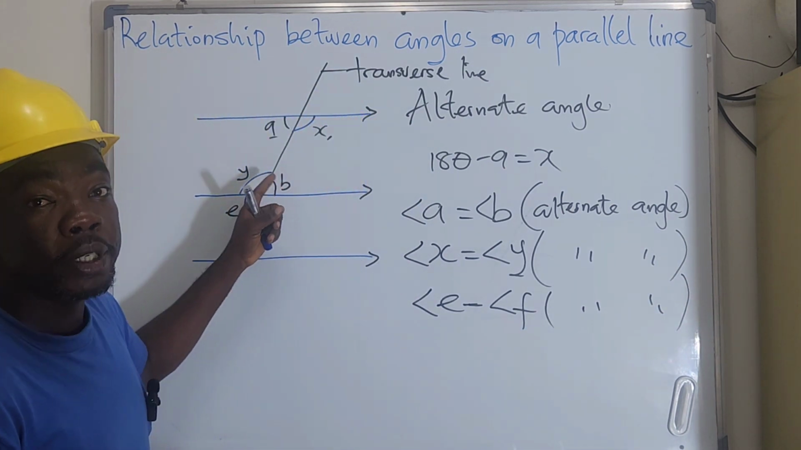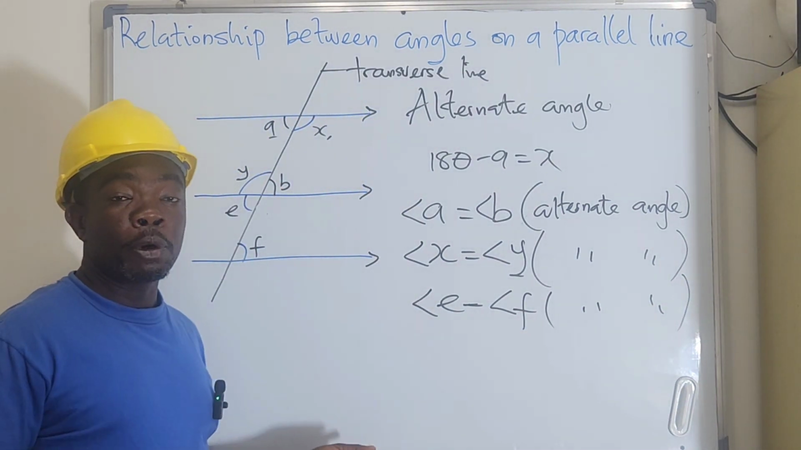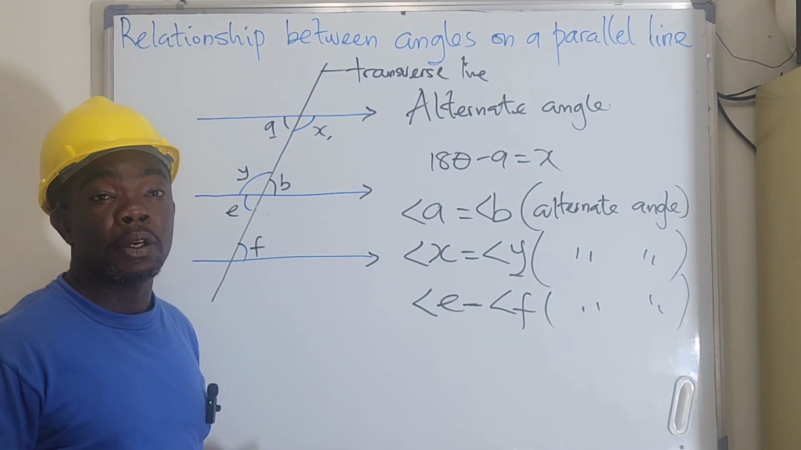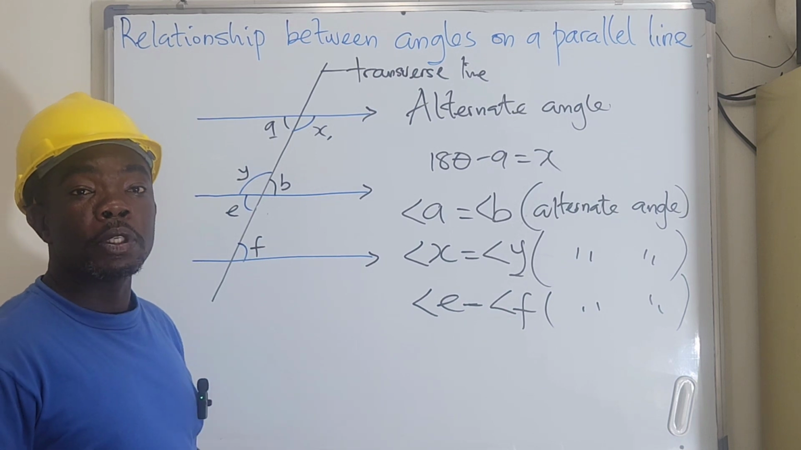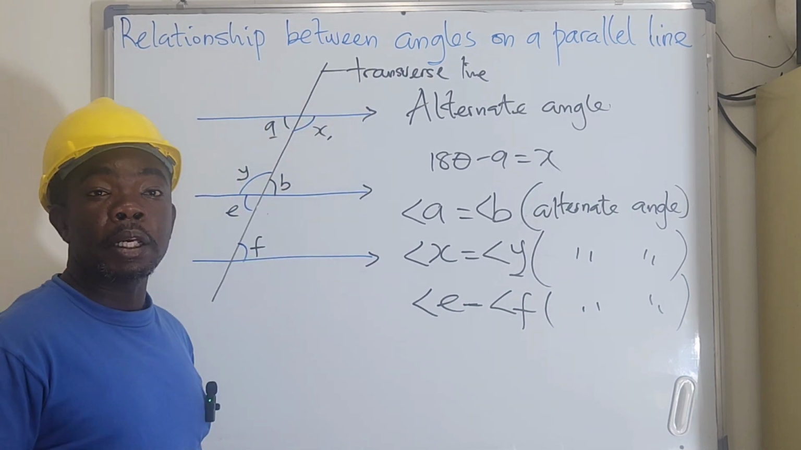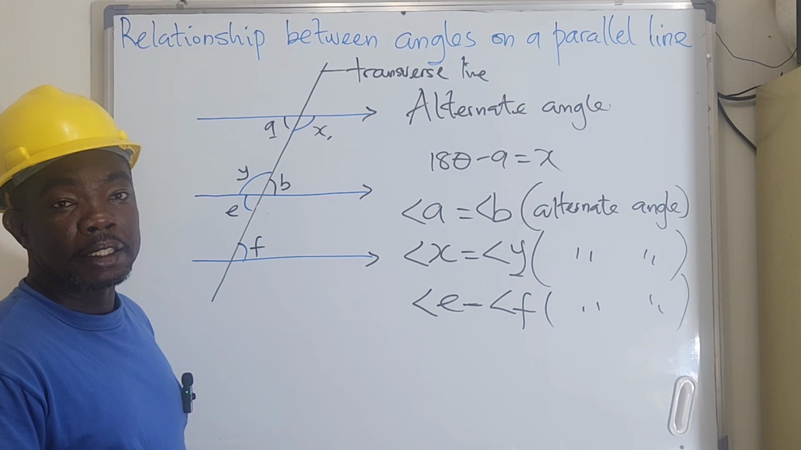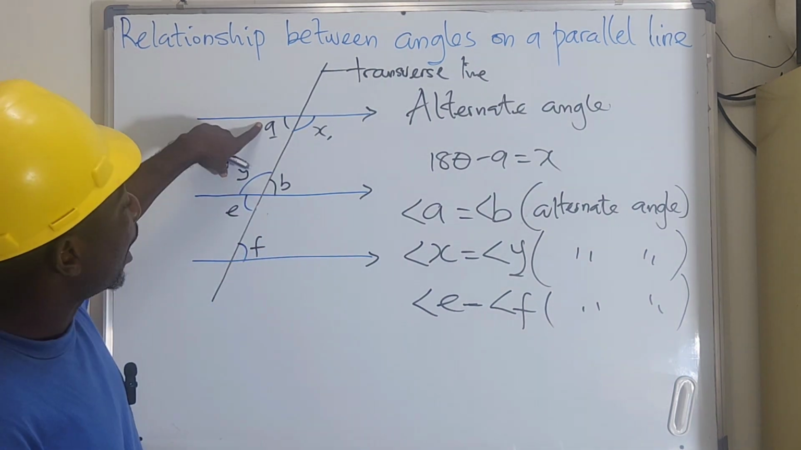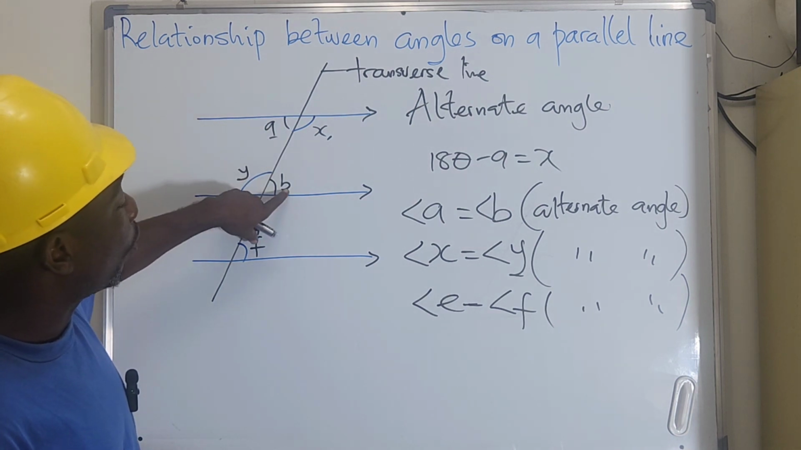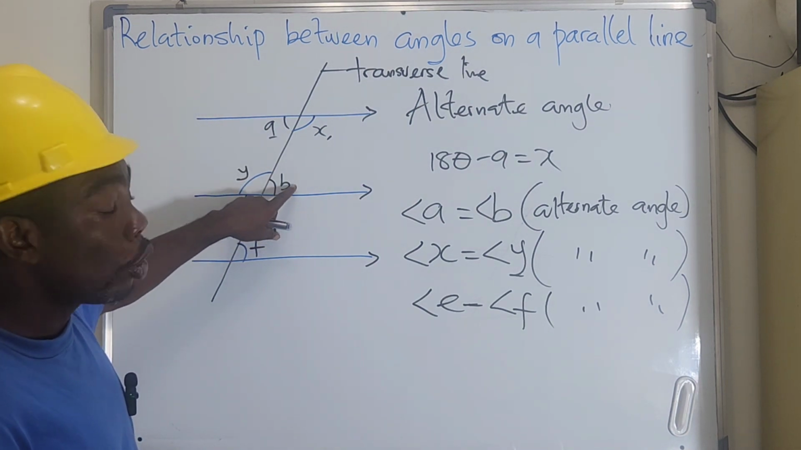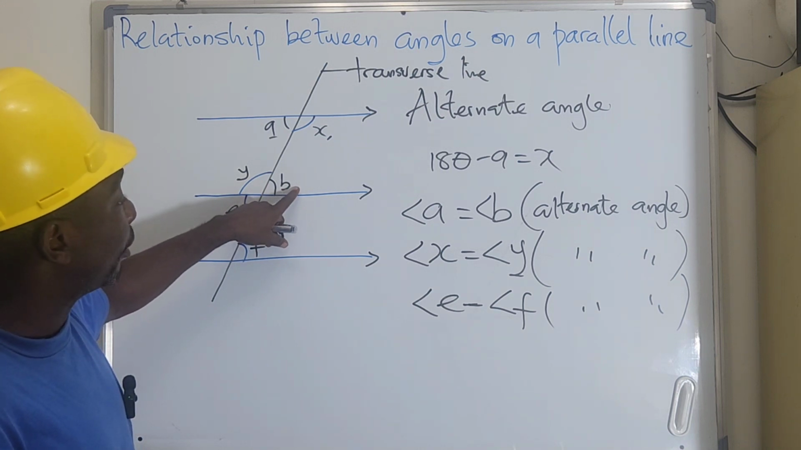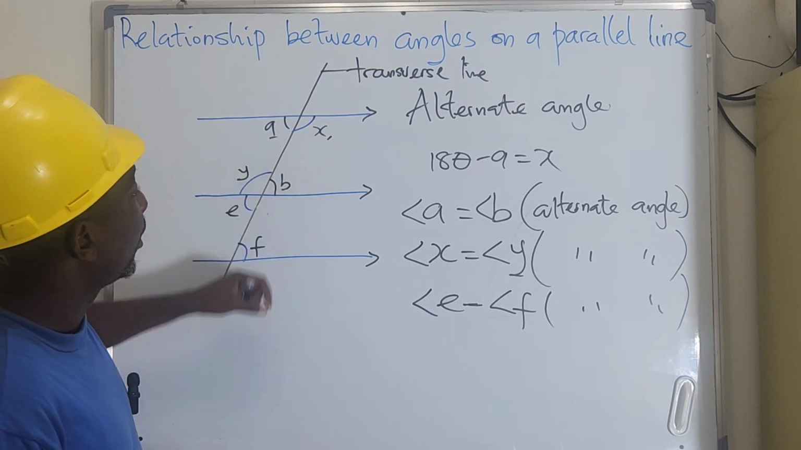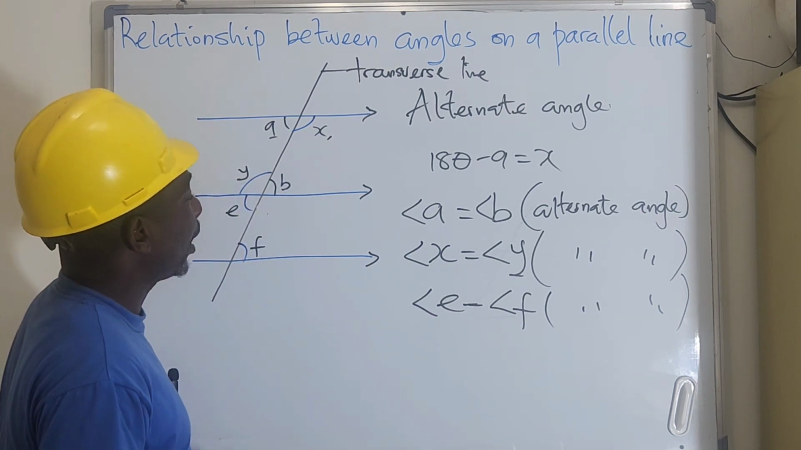So any time we see a figure like this in our problem, whenever the transverse line cuts across two or three parallel lines, the upper angle on one side of the transverse line equals the lower angle on the other side of the transverse line. So this is what we have for alternate angles. And we can move over to the next one.